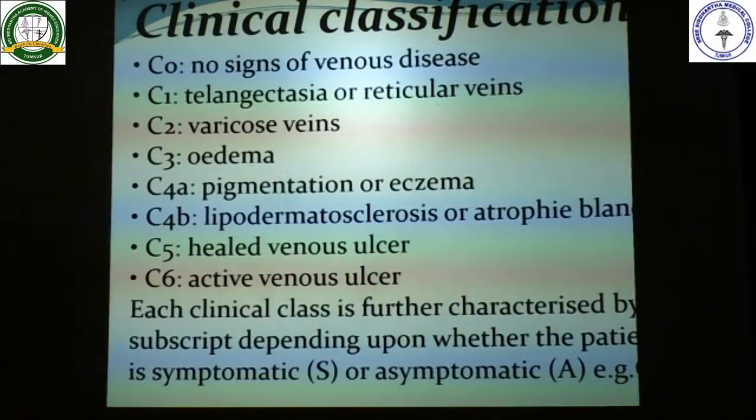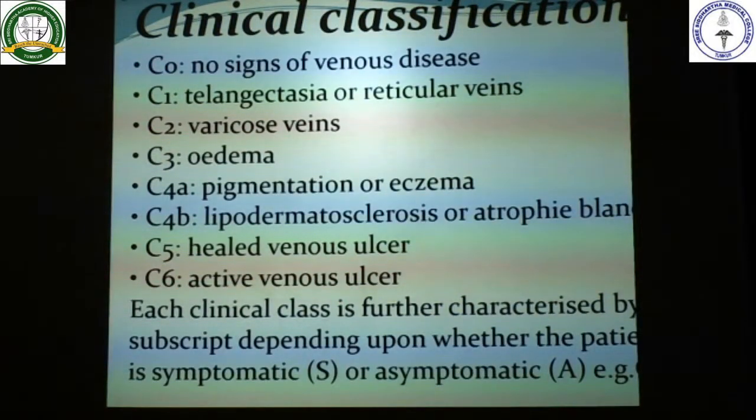Then presence of edema comes under C3. Then C4 is divided into A and B. The presence of pigmentation or eczema comes under 4A. 4B means lipodermatosclerosis or atrophie blanche. C5 means a healed venous ulcer and C6 is an active venous ulcer. If there is a healed venous ulcer, it is C5, and if there is an active ulcer, then it comes under the C6 category.